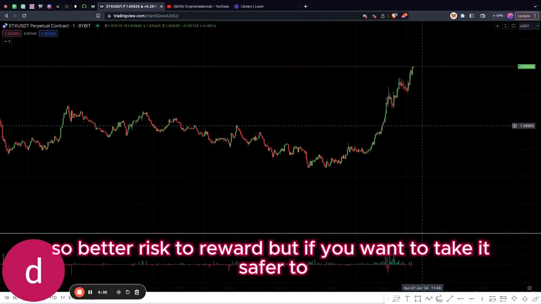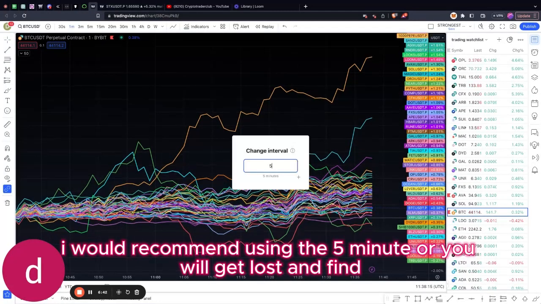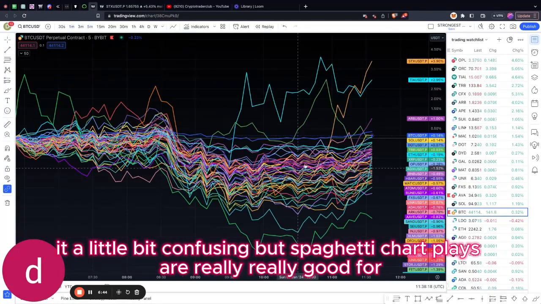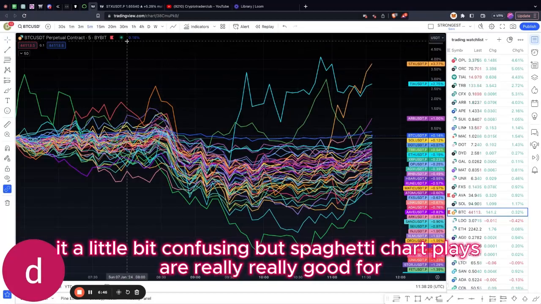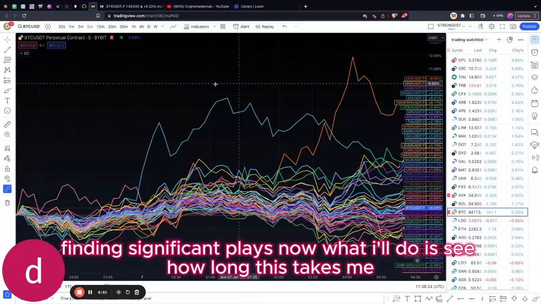But if you want to take it safer to start with and want to get your eye in and get used to it, I recommend using the 5-minute, or you will get lost and find it a little bit confusing. But spaghetti chart plays are really, really good for finding significant plays.